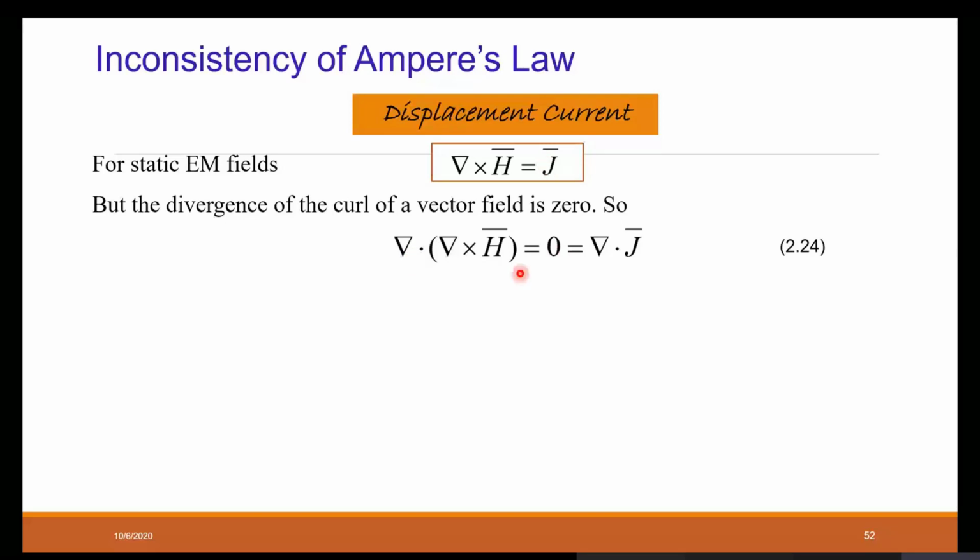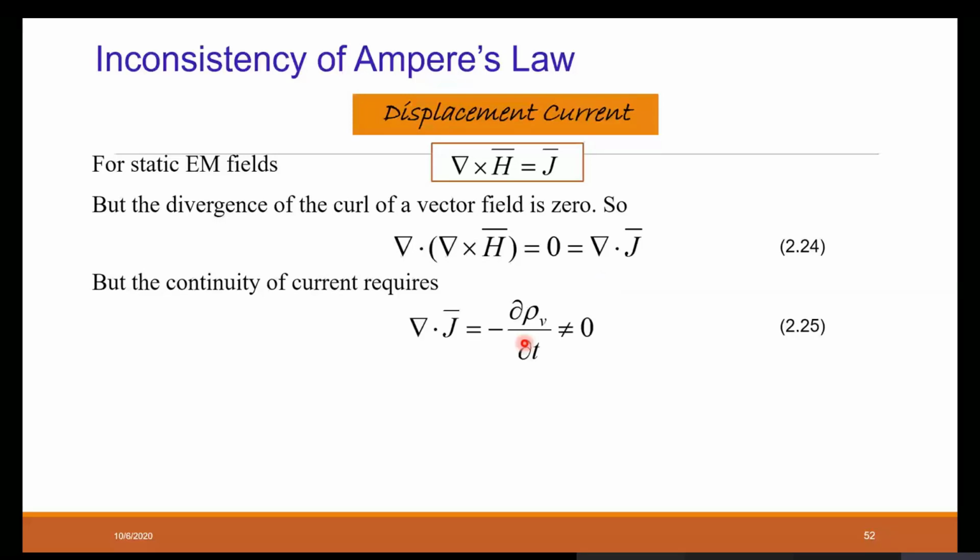But del dot J is equal to minus dou rho v by dou t. We are going to derive this equation, and it comes from the continuity equation. Del dot J bar is equal to minus dou rho v by dou t. This equation is known as the continuity equation. So see, 2.24 says del dot J is equal to 0, and 2.25 says del dot J is equal to minus dou rho v by dou t, right? So this is an inconsistency.